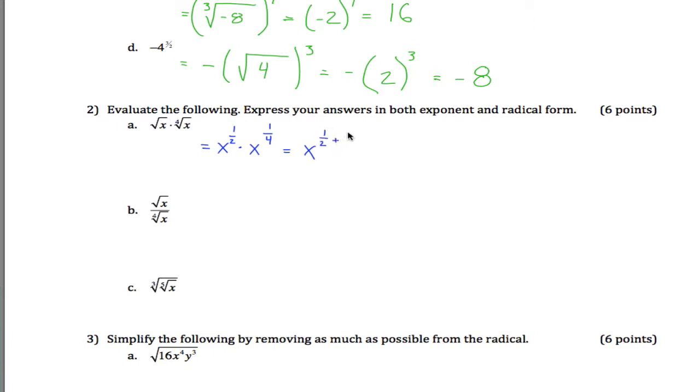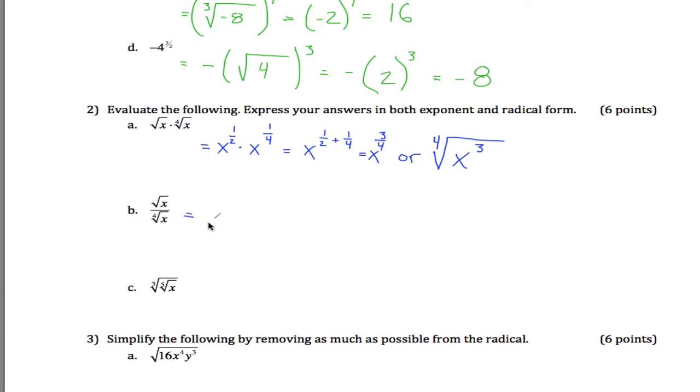So this is x to the 1/2 plus 1/4. To add up these two fractions, this one's 2/4 and this one's 1/4. And 2/4 and 1/4 is 3/4. So I get x to the 3/4 power. But since I'm supposed to write my answer in exponent form and radical form, if I write this in radical form, it's the 4th root of x cubed. That'd be one way to write it. Either way is correct.